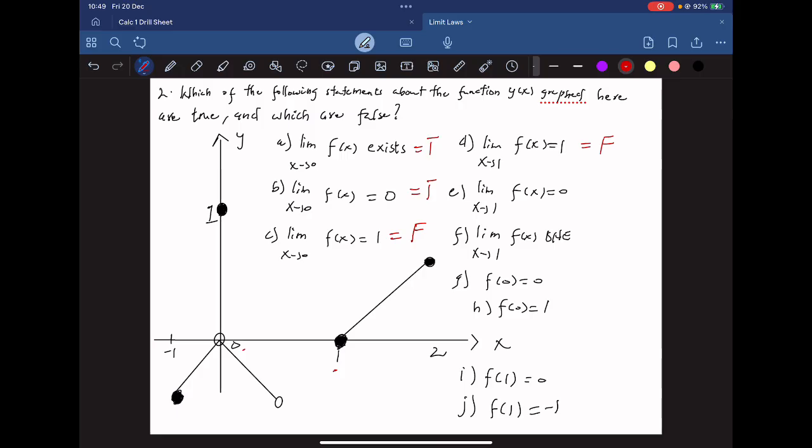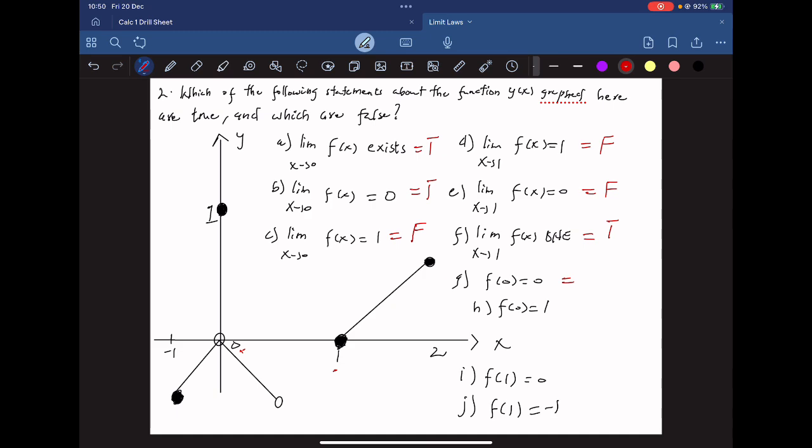Now let's move on to E. Limit as x approaches 1 is equal to 0. From the right hand side, we get this is equal to 0. But note that from the left hand side, as we are approaching 1, it doesn't go to 0, right? So in that case, we can say that this is also false. Now let's go to F. Limit as x approaches 1 of f of x does not exist. As we said, the left and the right are not the same, so this is true.